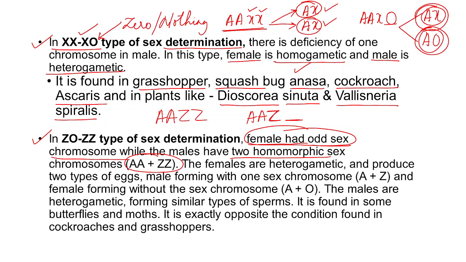And here the males will produce homogametes, that means only one type of gamete or similar gamete, but females will produce what? Two different types of gametes. Is that clear? And in case of cockroaches and grasshoppers, it will be observed exactly opposite.